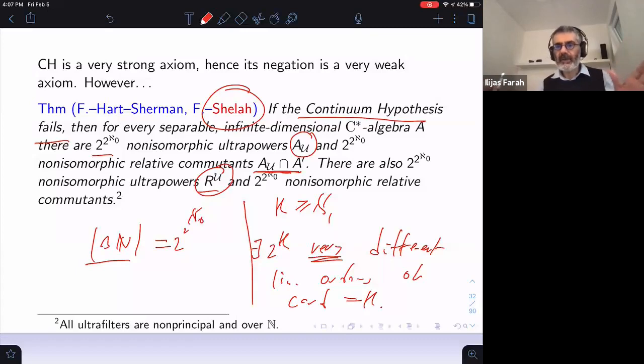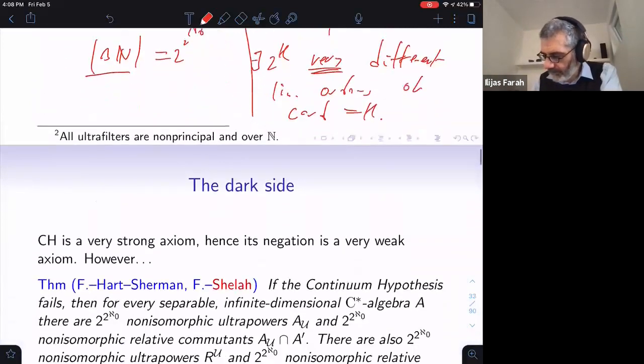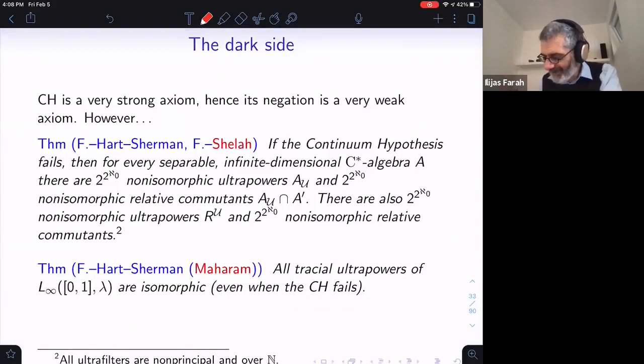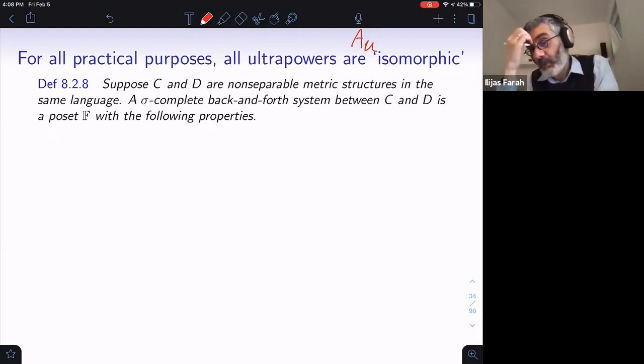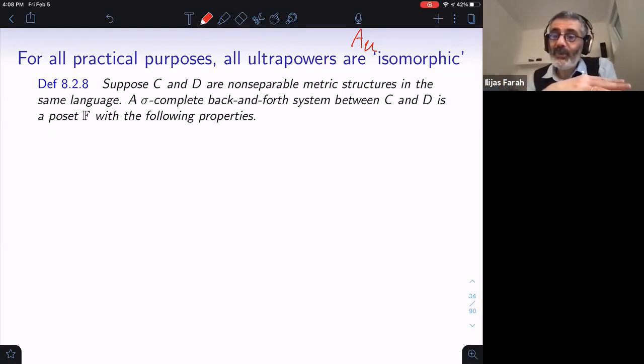So let me try to convince you that this is the case. Oh, yeah, okay. Here it is. So this is what I said: all ultrapowers of these are isomorphic, even in CH. So for all practical purposes, all ultrapowers of separable C-star algebras associated with non-principal ultrafilters on natural numbers are isomorphic. So here is a rather horrible definition, and it will be clear why it's easier to just assume the continuum hypothesis and have a nicely stated theorem than not to assume it and state a theorem which is as good.